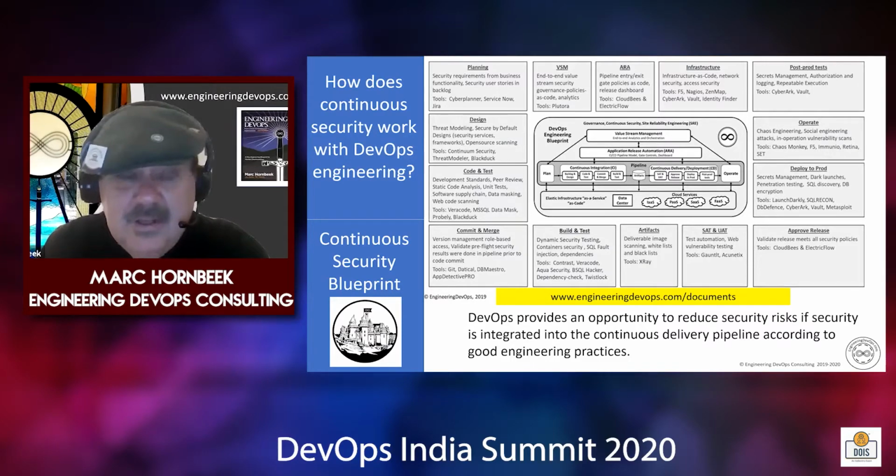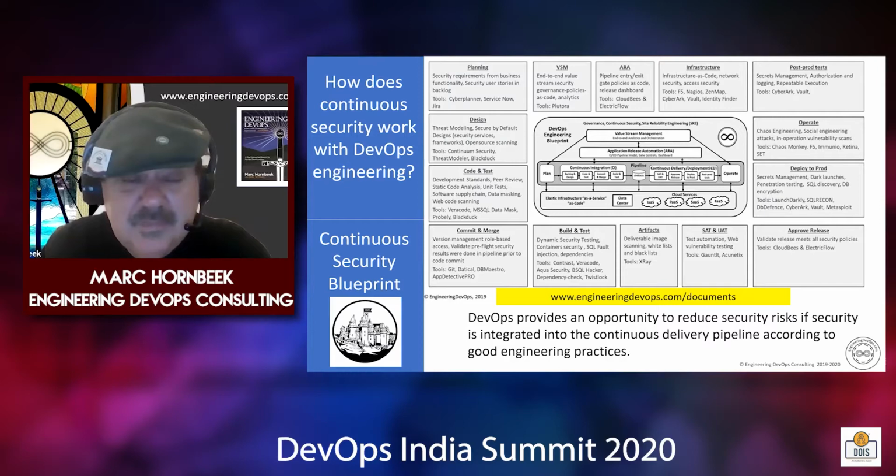If you go around the boxes on the blueprint, starting with planning, there are security requirements from business functionality, security stories in the backlog that all have to be considered. There are various tools available to help with that: Cyber Planner is a good one, ServiceNow, Jira. If you then move into design, threat modeling is valuable. Securing by default designs, so security services and frameworks. Making sure that you're scanning open source before you start using it. Tools such as Continuum Security, Threat Modeler, Black Duck, there are various tools available to help with that part of the process of continuous security.